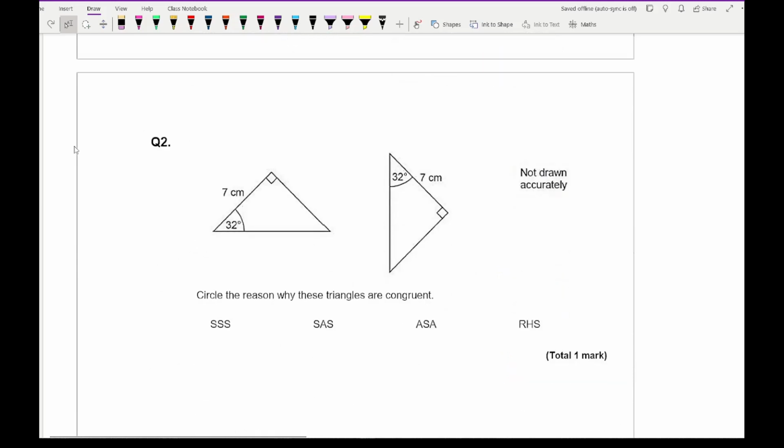Then moving on to question 2, a very similar question. It says circle the reason why these triangles are congruent. So again, what we've got is 32 is an angle, 7 is a side, and the 90 degrees, which is often forgotten about, is an angle, so it's ASA.